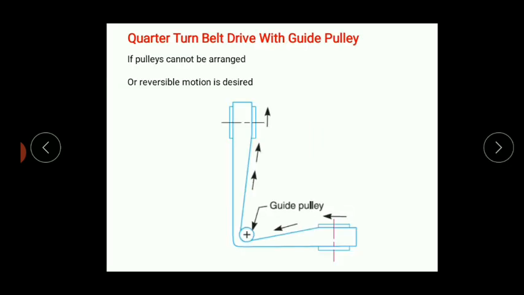Then the quarter turn belt drive with guide pulley. If pulleys cannot be arranged as seen earlier, then we have to use a guide pulley or an idle pulley, which can be used to guide the belt from the driving pulley over the driven pulley, as well as to change the direction of rotation of the driven pulley. The guide pulley or the idle pulley can be used.